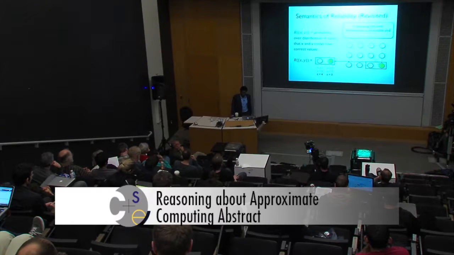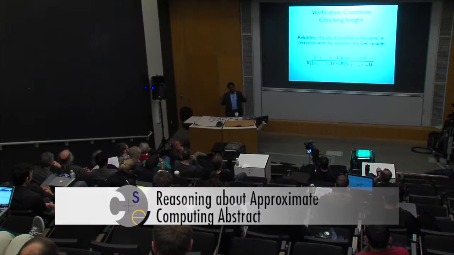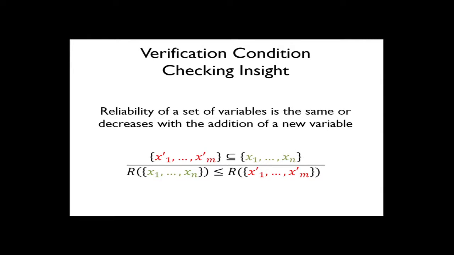There's this observation that we made: if you have the reliability of a set of variables, and I add a new variable to that set, then the reliability of the new set is either the same or it's going to decrease. Our reliability isn't going to increase. And what that means is we can actually compare inequalities between reliability terms.